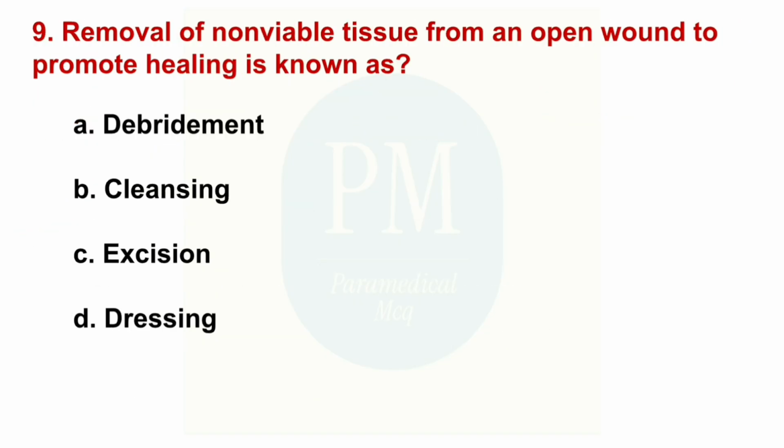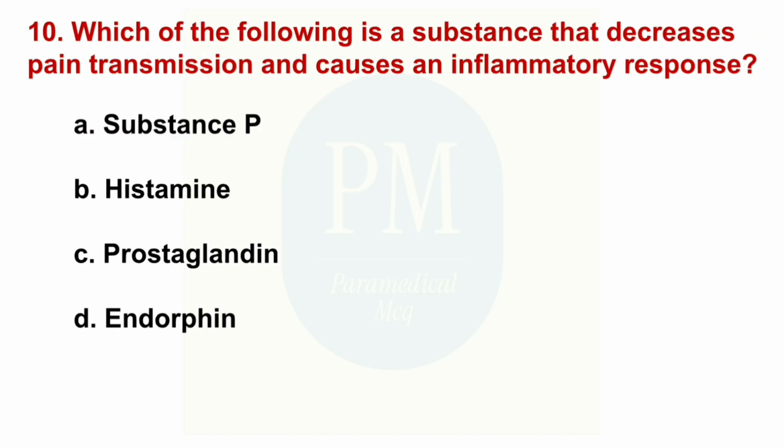Removal of non-viable tissue from an open wound to promote healing is known as option A, debridement, option B, cleansing, option C, excision, option D, dressing. The correct option is option A, debridement. Which of the following is a substance that decreases pain transmission and causes an inflammatory response? Option A, substance P, option B, histamine, option C, prostaglandin, option D, endorphin. The correct option is option D, endorphin.